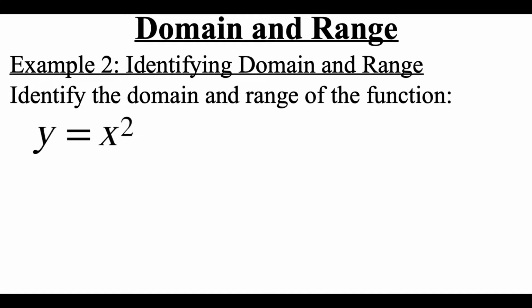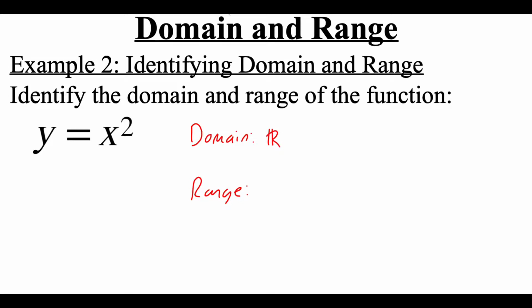Something similar happening here in example 2, but I've changed the function just a little bit. So now we're looking at the equation y equals x squared. And again, we're going to look at identifying the domain and the range of this function. A lot like we saw in the previous one, with this, we're not running into any mathematical issues. So as far as the domain, it's going to be safe for us to plug in any real number that we want.